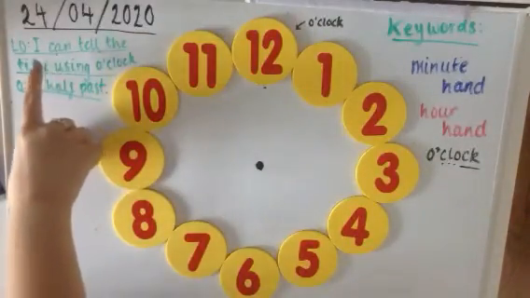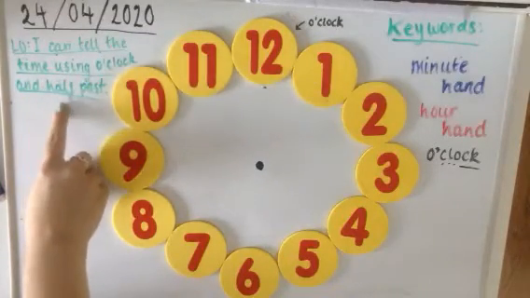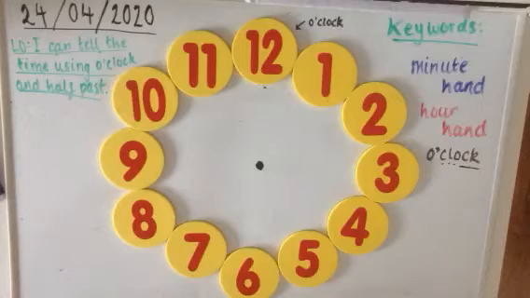So we will be able to tell the time using o'clock and half past. Now yesterday we were looking at o'clock. I'm just going to draw a time on the clock and I would like you to just pause the video and either tell an adult or write down what time is on the clock, okay?